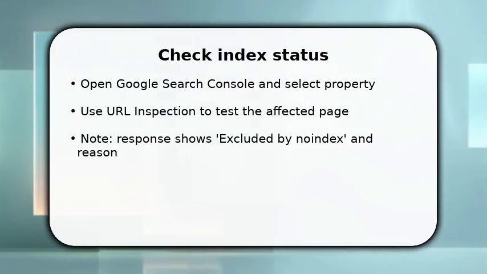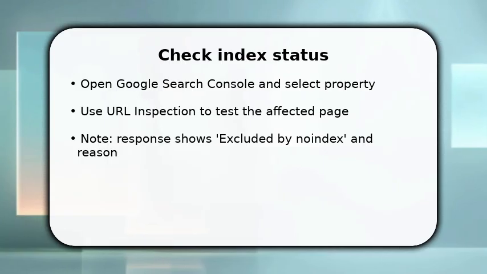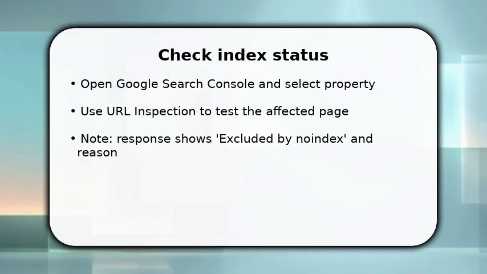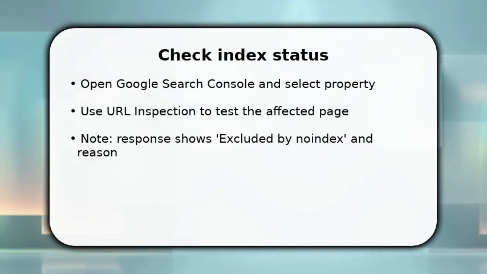Then fetch the live page to see current headers and HTML. Make sure to inspect both the canonical URL and any redirect chain. This early diagnosis saves time because you'll target the exact source: meta tag, header, or robots file.